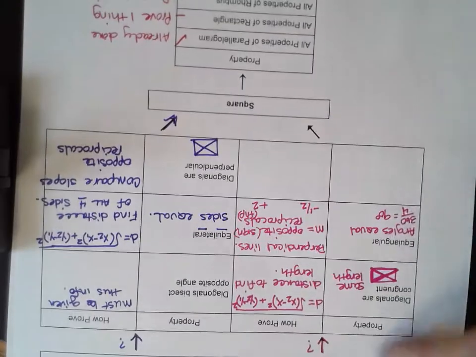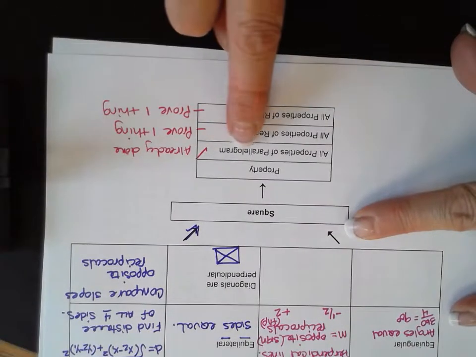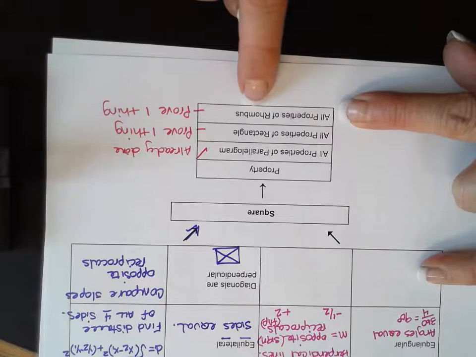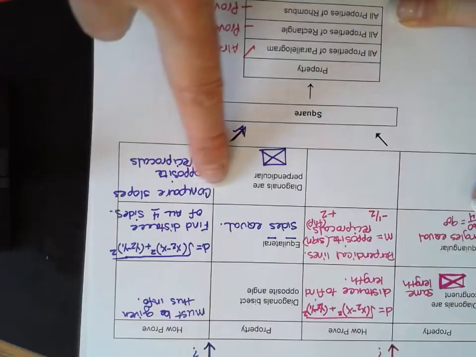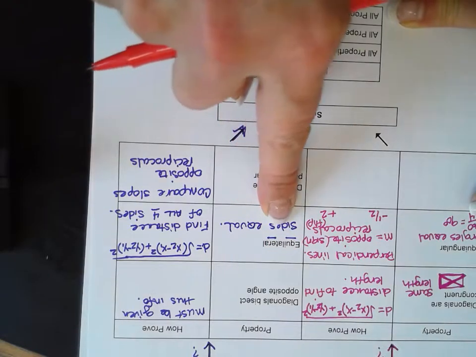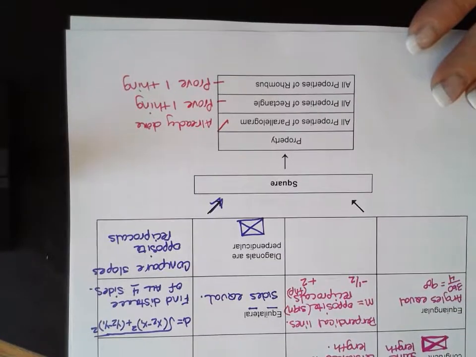So let's say I proved it was a rectangle, okay? So I've proven it's a parallelogram, I've proven it's a rectangle, now I got to prove it's a rhombus. So now I got to go back and see if the diagonals are perpendicular or if it's equilateral. Okay? Does that make sense?